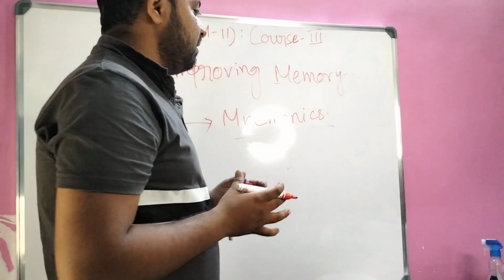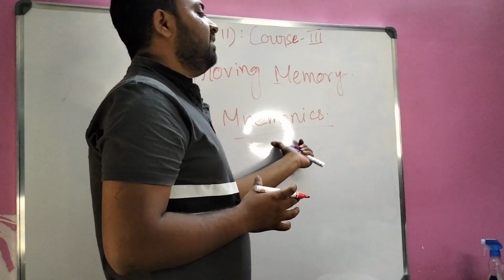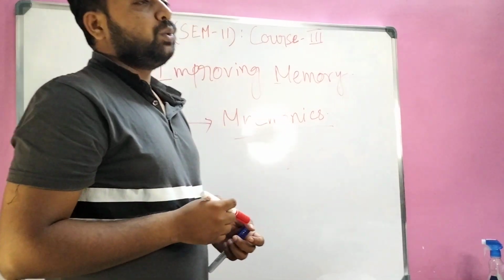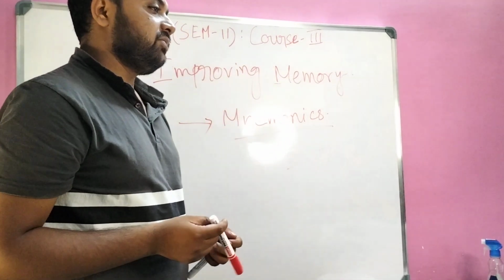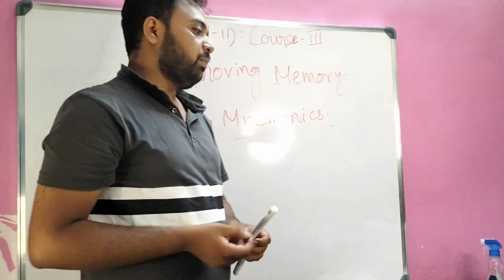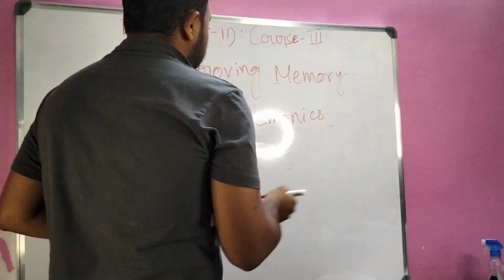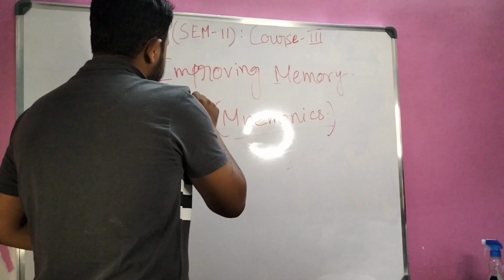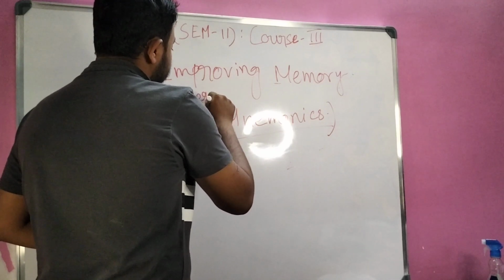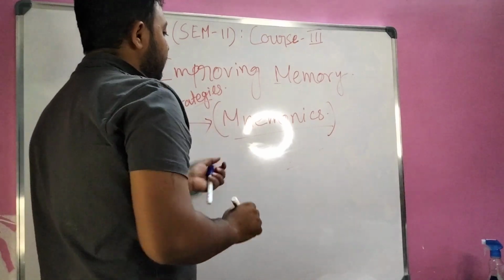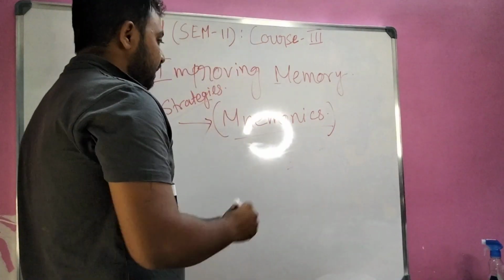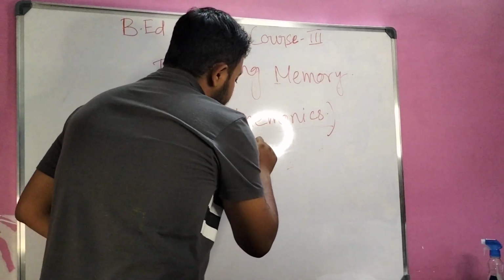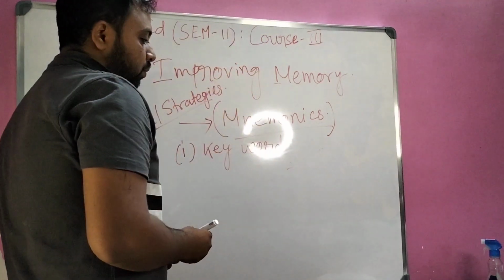So there are several strategies to improve our memory, and those strategies are called mnemonics. What kind of strategies do we use to improve our memory? There are different kinds of strategies that we generally use. The first point of mnemonics: all strategies are called together mnemonics. Like what? The first strategy is keyword. So what is keyword?